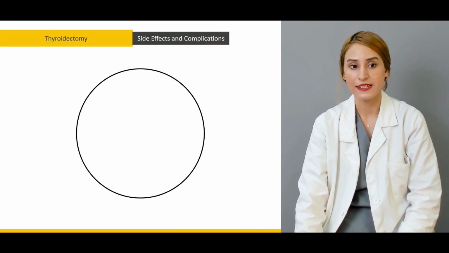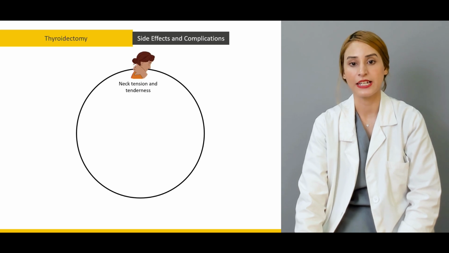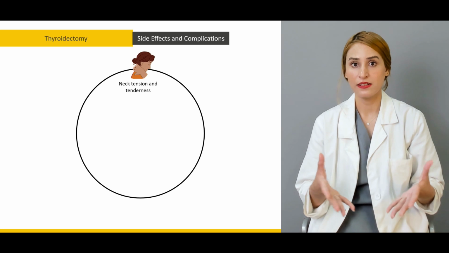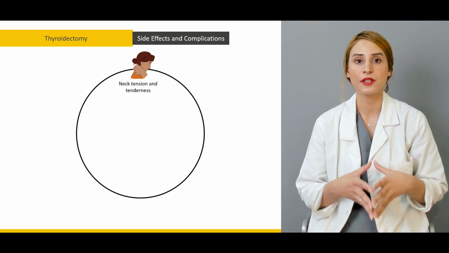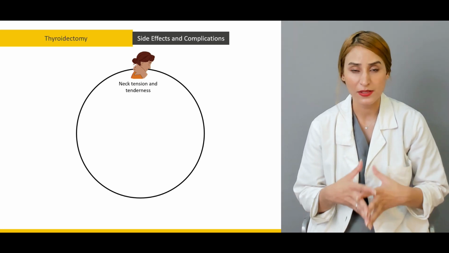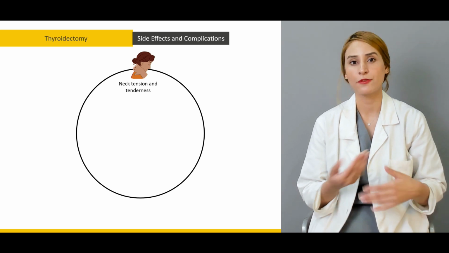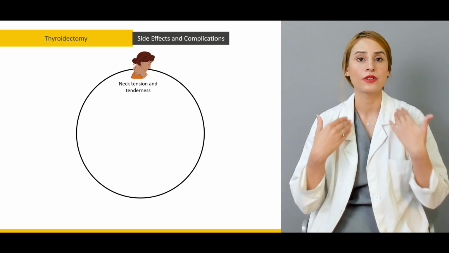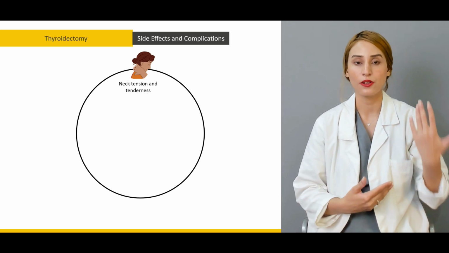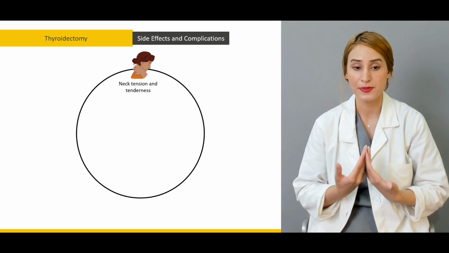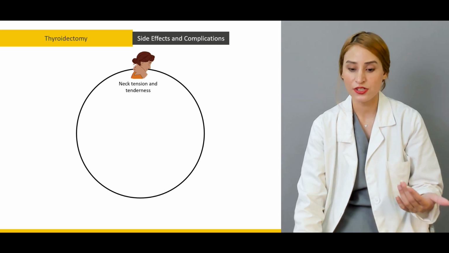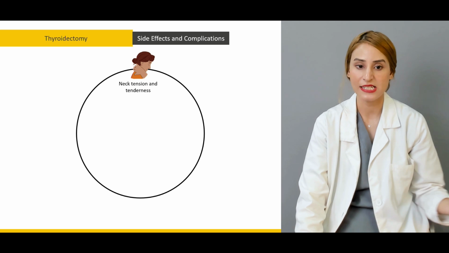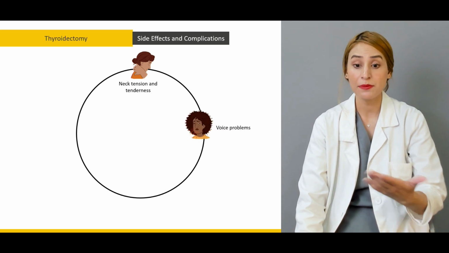So what are the side effects and complications of thyroidectomy? Because it's a very time-consuming operation, the minimum time for the surgery is maybe 2 to 3 hours, and you're keeping the neck in an extended position for that whole time. So you feel neck tension, and the immediate complications you can have are neck tension and neck tenderness. There can be voice problems.